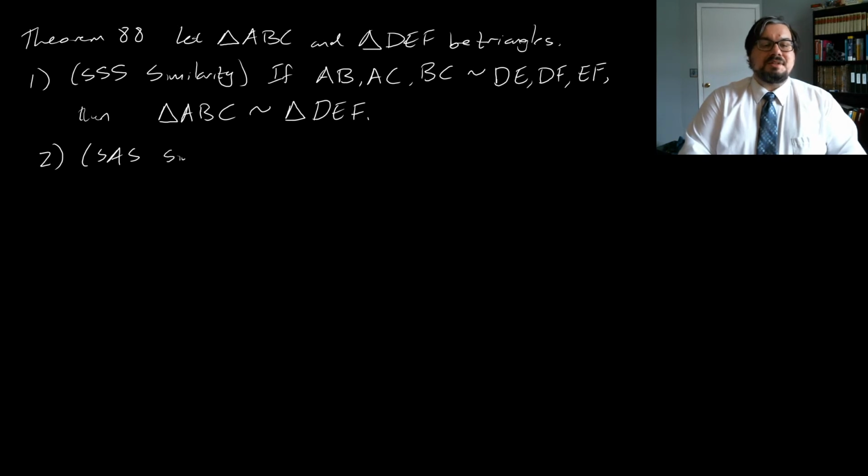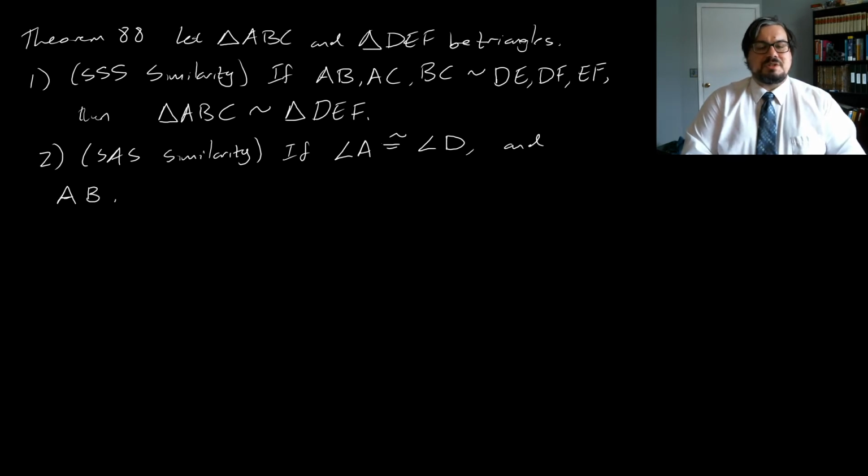And then side-angle-side similarity says that if angle A is congruent to angle D, and we have a proportional sequence not of all three sides, but just of the two sides that sit on either side of the angle A and D. So if we have that the sequence AB, AC is proportional to the sequence DE, DF, then again we have that triangle ABC is similar to triangle DEF.